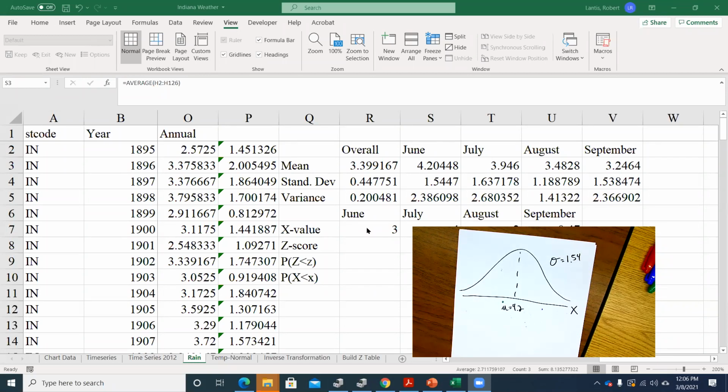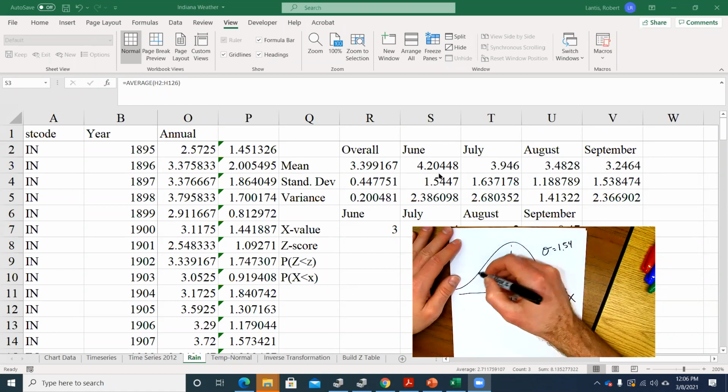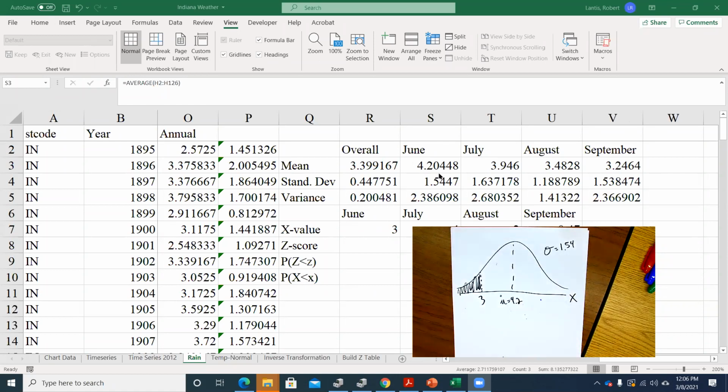Because maybe I'm thinking about crops here, and if they don't get enough rain in June, if they don't get at least 3 inches, then we're going to have to do some type of artificial watering, make sure they're getting enough water. So I'm clearly not a farmer. So we've got 3 inches here. I want to know what's the probability I see 3 inches or less, right?